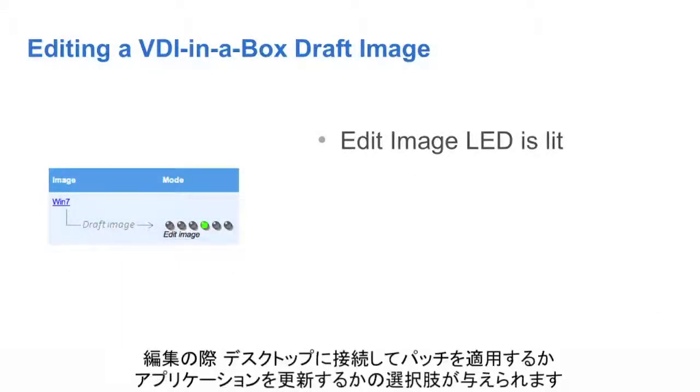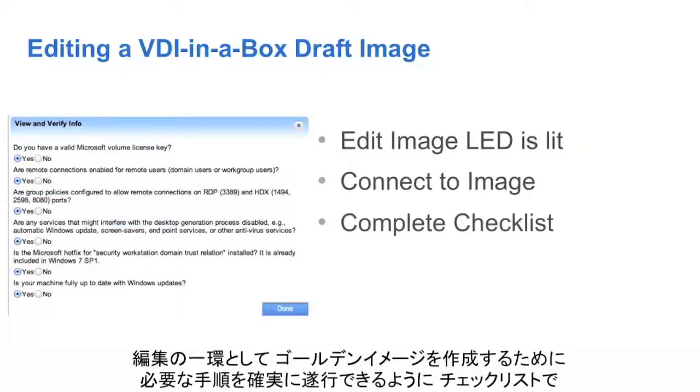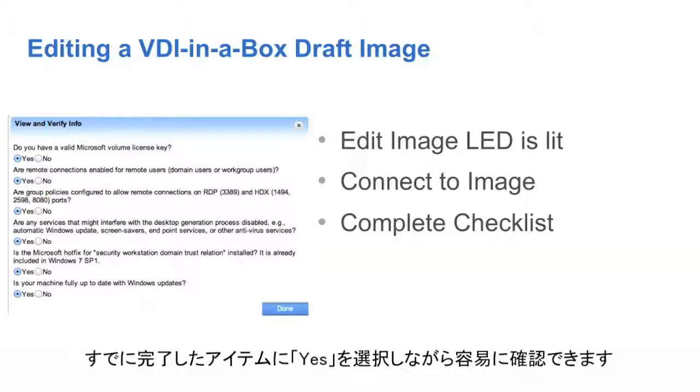On the Edit stage, we are given the option to connect to the desktop to apply any patches or application updates to it. As part of the Edit stage, there is a checklist that provides an easy reference to ensure that we perform the operations necessary to prepare this as a golden image. Validate that you have performed these steps by selecting Yes on each item that you have completed.